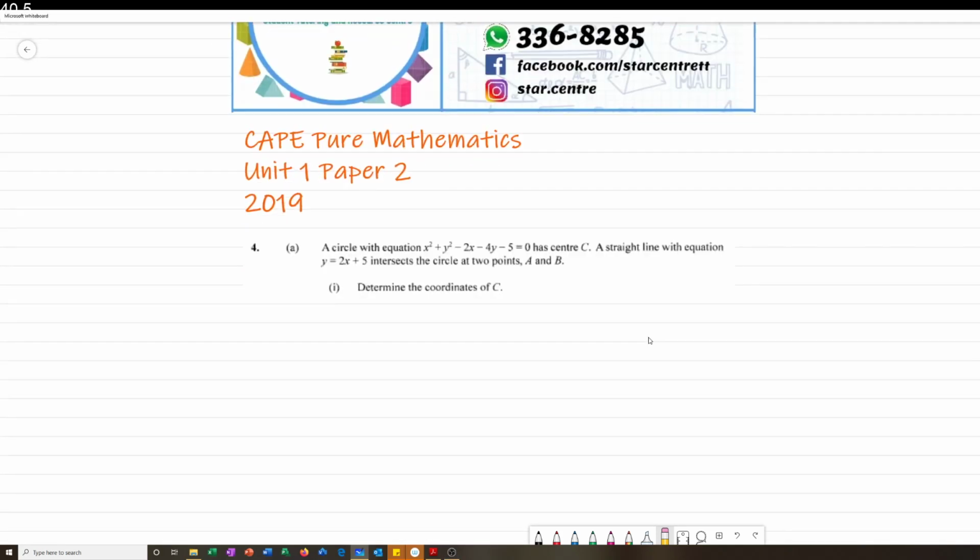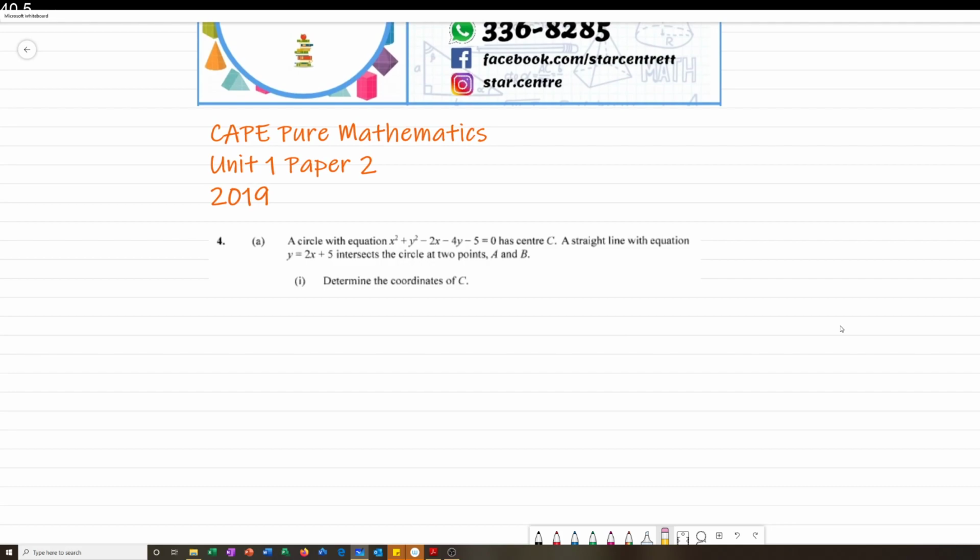Number 4 deals with circles. We start off with a circle and a straight line question. It says a circle with equation x squared plus y squared minus 2x minus 4y minus 5 is 0 has a center C. A straight line with equation y is equal to 2x plus 5 intersects the circle at 2 points A and B, and we are to determine the coordinates of C, the center of the circle.